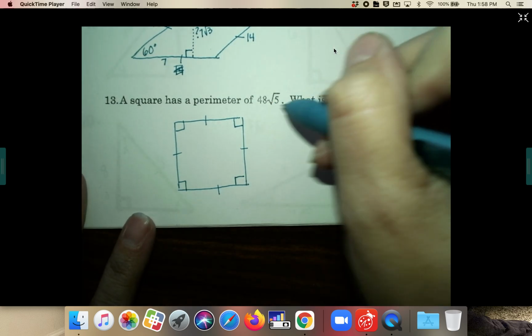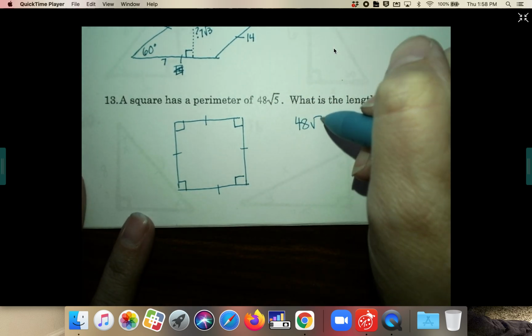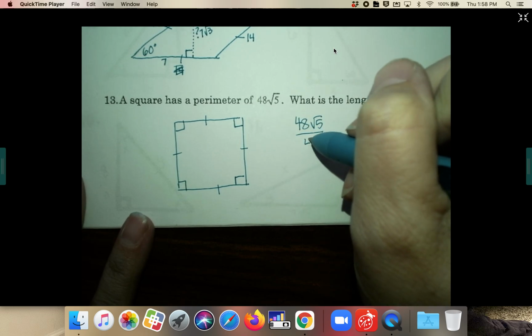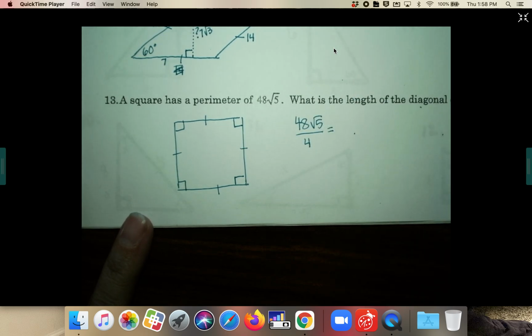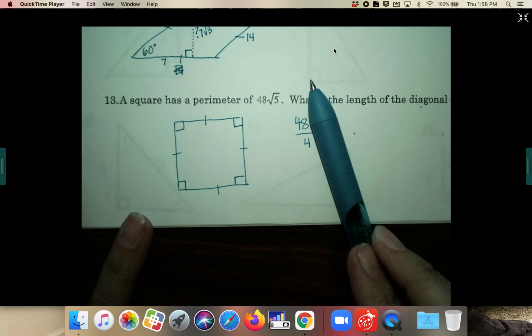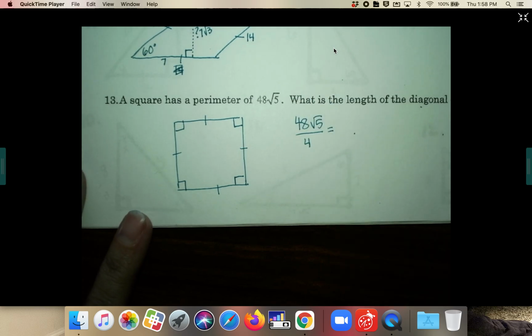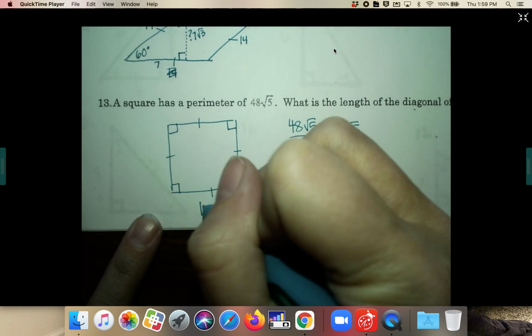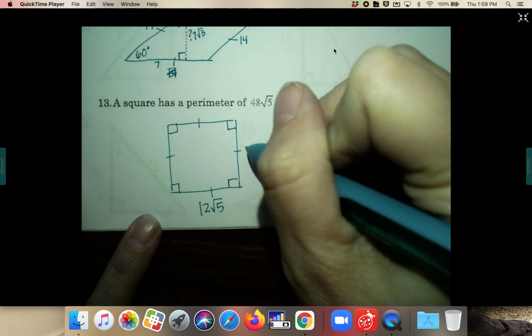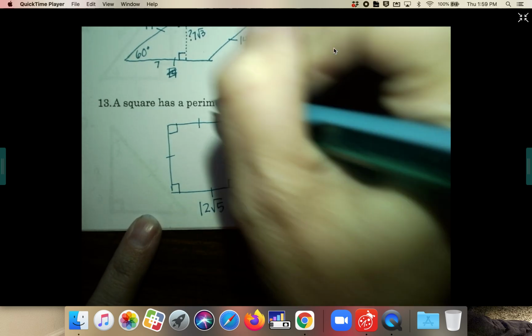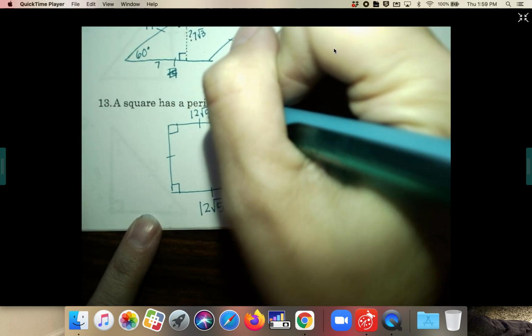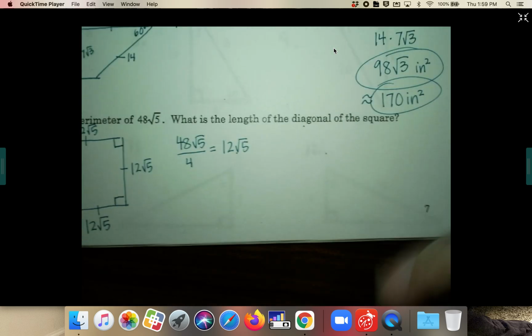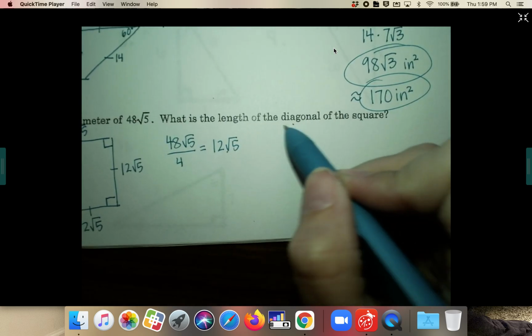So I'm going to take my 48 root 5 and I'm going to start by dividing by 4. And remember, it's like the root 5 doesn't even count. You're just dividing the 48 by 4. So 48 divided by 4 is 12. And then you've got your root 5 there. So each side length is 12 root 5, 12 root 5. I know this probably doesn't matter because I haven't even read the problem yet. I'm just kind of writing what we know. All right, the problem says, what is the length of the diagonal?